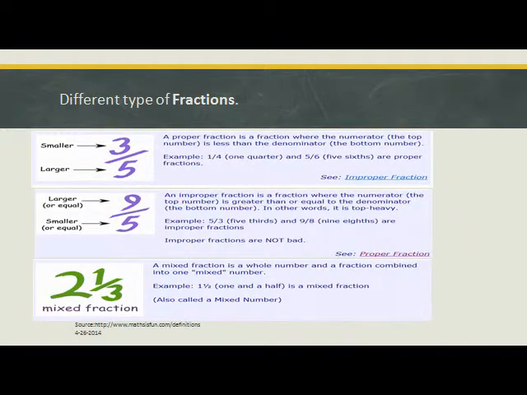Different types of fractions. A proper fraction is a fraction where the numerator, the top number, is less than the denominator, the bottom number. An improper fraction is a fraction where the numerator, the top number, is greater than or equal to the denominator, the bottom number. A mixed fraction is a whole number and a fraction combined into one mixed number. Beneath each definition there's an example, and on the left there's a picture of the type of fraction.